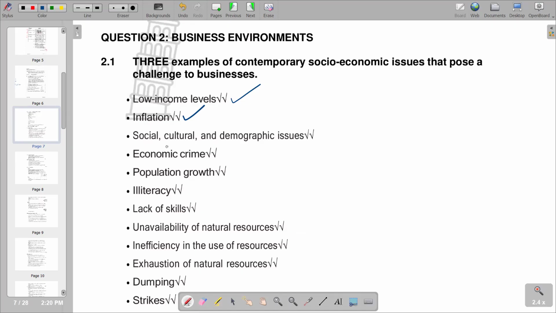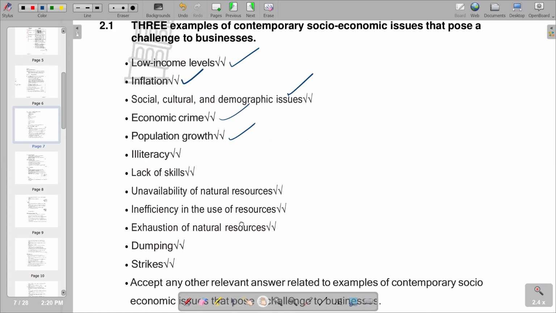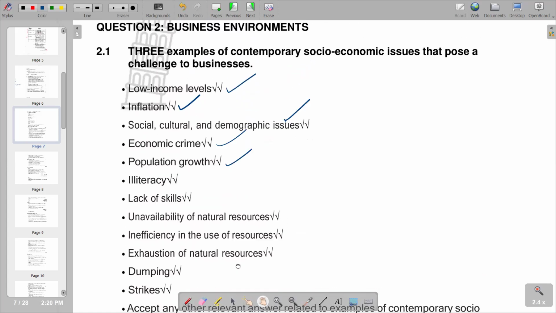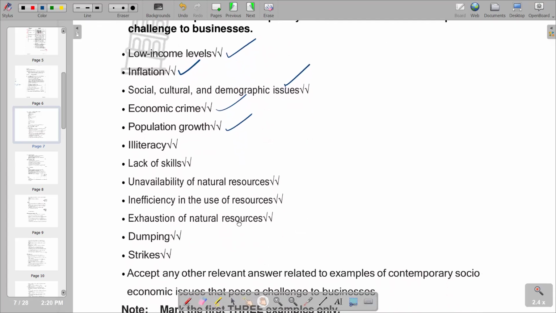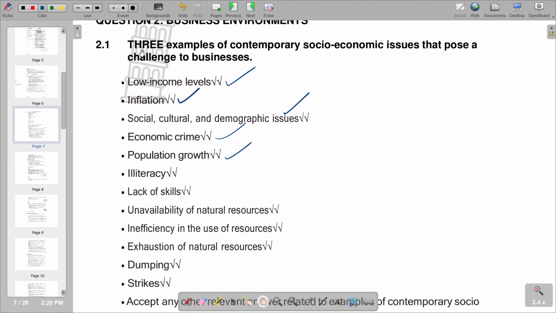Then also we have got social, cultural, and demographic issues, economic crime, population growth. We have got many of them, as the list goes down there, which represents the examples of contemporary socio-economic issues. Our question requires us only to bring up 3 examples. So going down to the second question that we have.